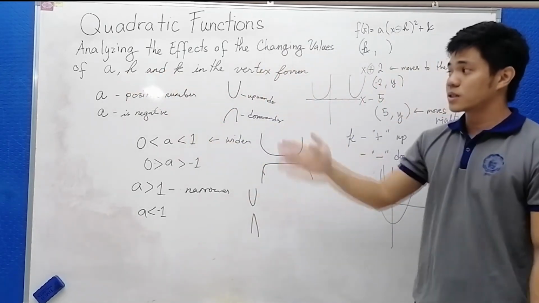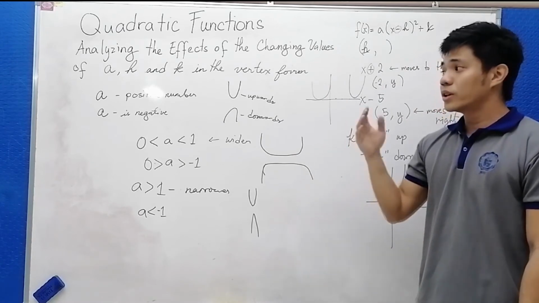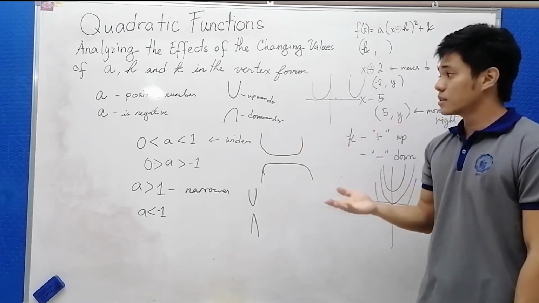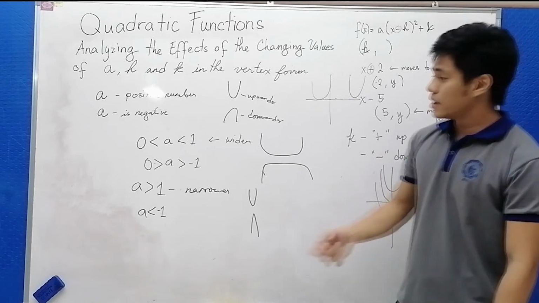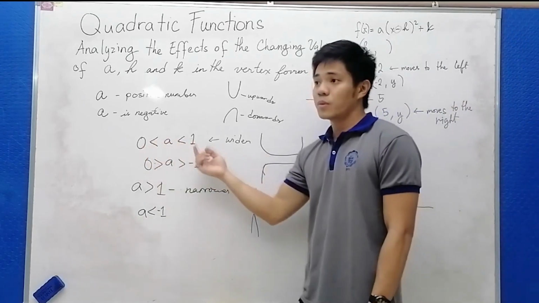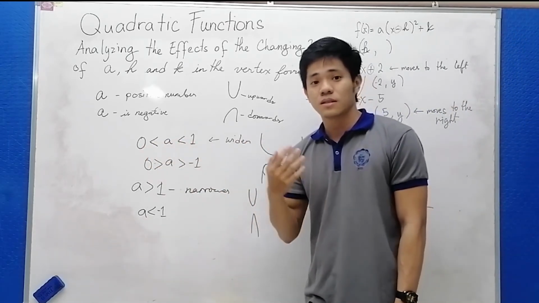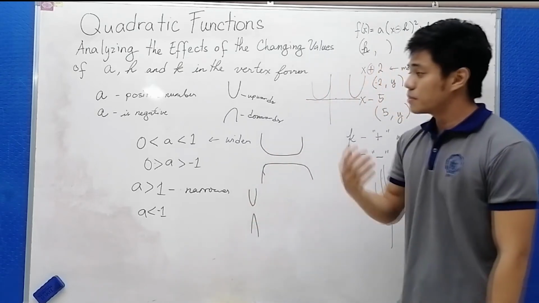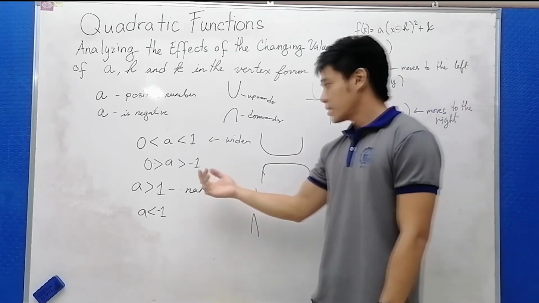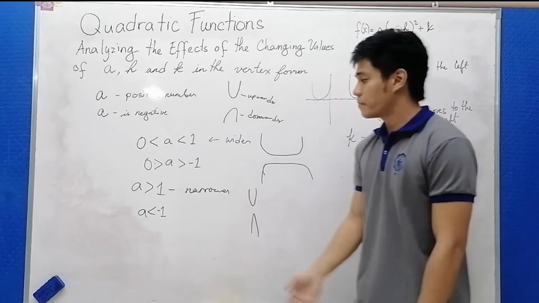So if a is positive, we know it's facing upwards. If a is negative, it's facing downwards. If a is in the range between 0 and 1, so it means if a is a decimal value or a fractional value, it becomes wider. Same with negative 1.